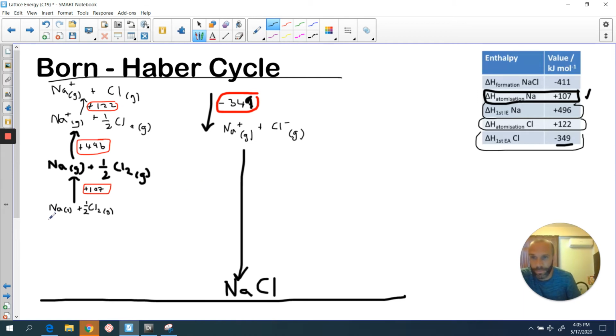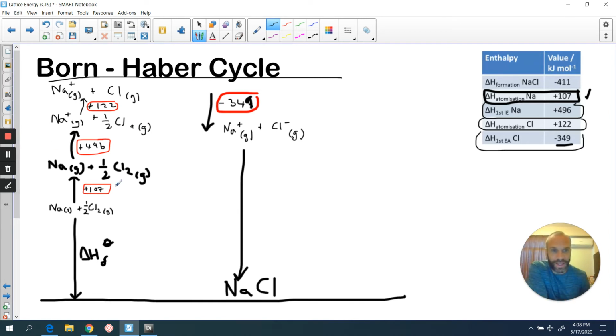Now this value here, if I put in an arrow here, this would represent the enthalpy change of formation, okay? Because we're going from the standard states, sodium and chlorine in their standard states, to form 1 mole of the compound. So this right here would be our enthalpy change of formation. So let's write that in. And there we have it. That's our Born-Haber cycle. And that would actually also allow us to calculate the lattice energy. So let's quickly do that.